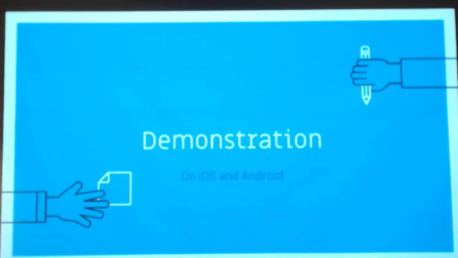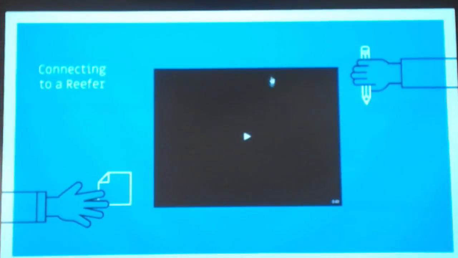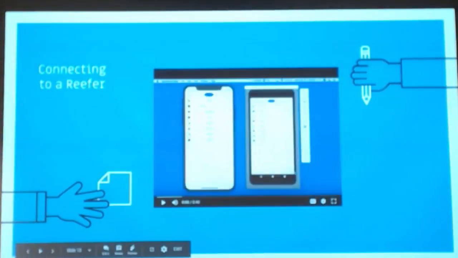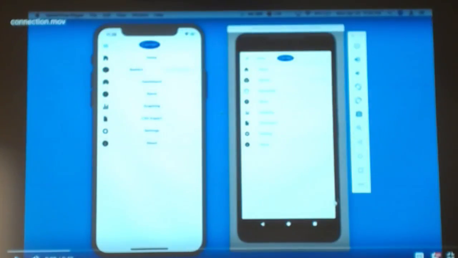Okay, so now we're going to get into a demonstration. We recorded our demo because we wanted to be able to show you guys our app running on multiple different devices. So we're going to start off by demonstrating the connection to the reefer and how that UI flow works. On the left you see an iPhone X, and on the right you see a Pixel 2 XL running the latest versions of iOS and Android.